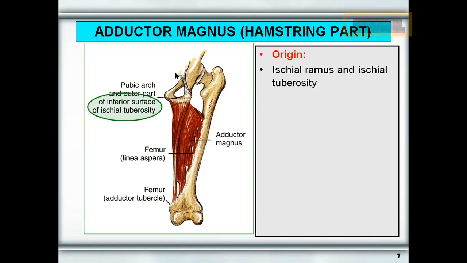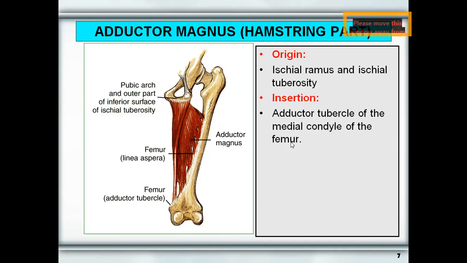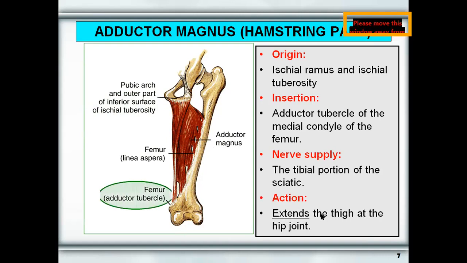Now coming to the origin, again it is coming from the ischial ramus and ischial tuberosity. Insertion is the adductor tubercle of the medial condyle of the femur. Nerve supply, the tibial part of the sciatic nerve. Action, it extends the thigh at the hip joint.